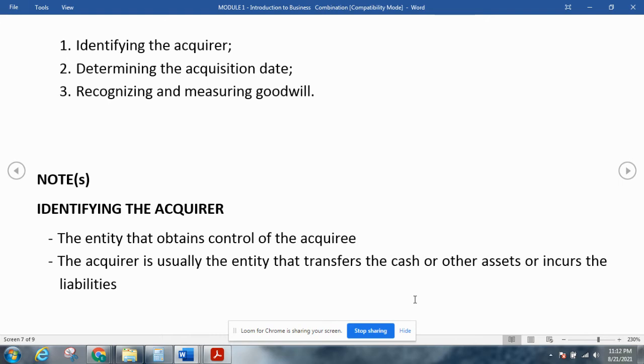Next is determining the acquisition date, then recognizing and measuring goodwill. For identifying the acquirer, the entity that obtains control over the acquiree is the acquirer or will be the parent entity. The acquirer is usually the entity that transfers the cash or other assets or incurs the liabilities, because it is the one buying.